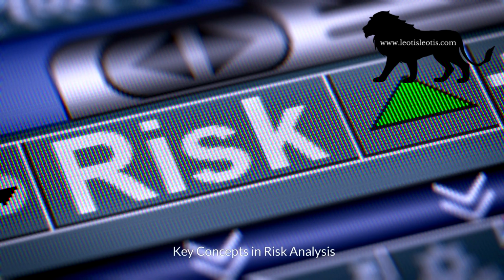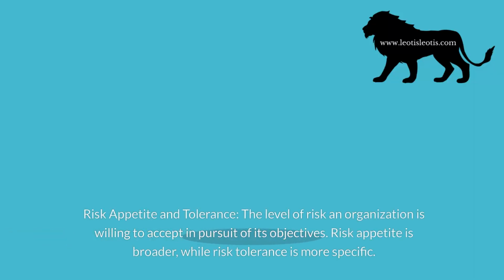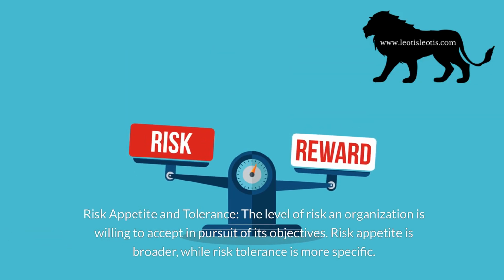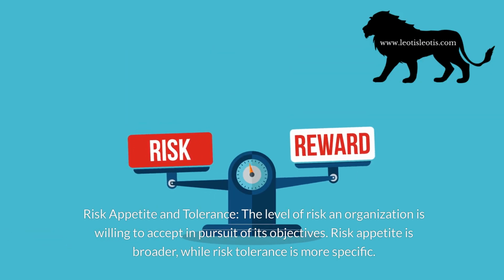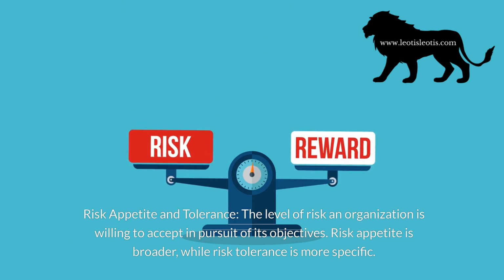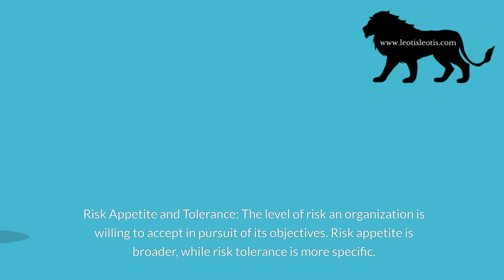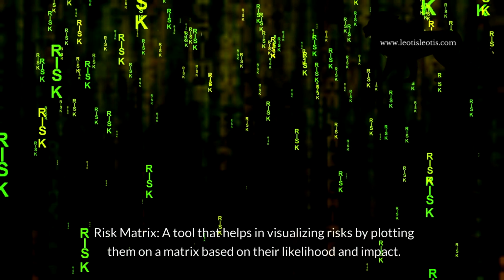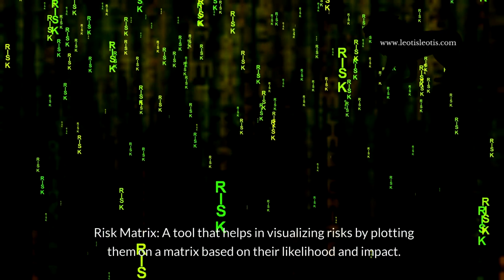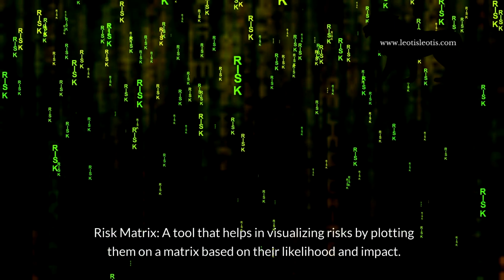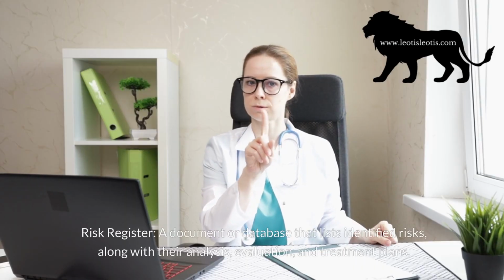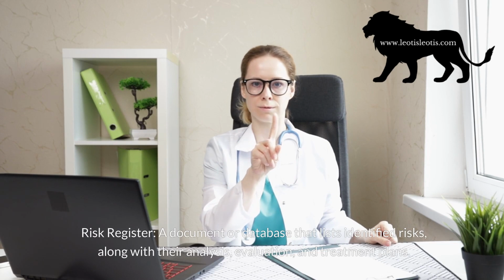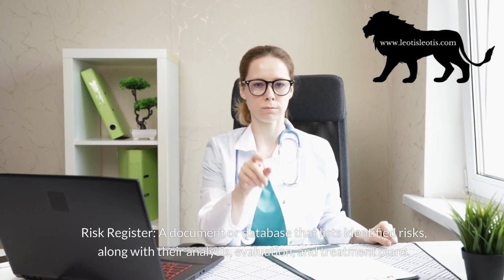Key concepts in risk analysis. Risk appetite and tolerance: the level of risk an organization is willing to accept in pursuit of its objectives. Risk appetite is broader, while risk tolerance is more specific. Risk matrix: a tool that helps in visualizing risks by plotting them on a matrix based on their likelihood and impact. Risk register: a document or database that lists identified risks, along with their analysis, evaluation, and treatment plans.